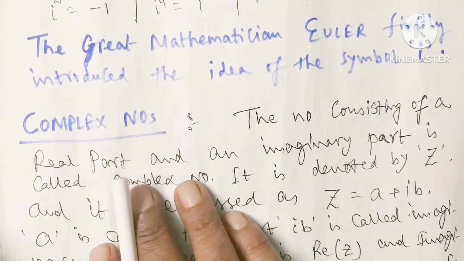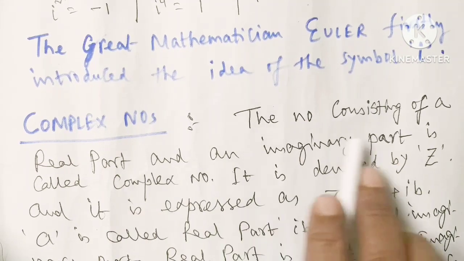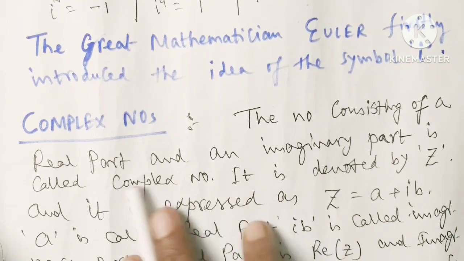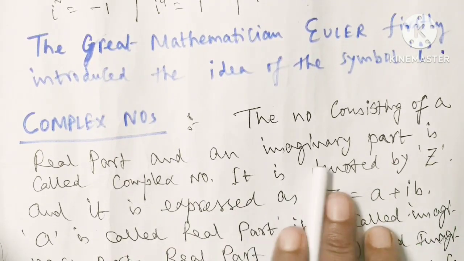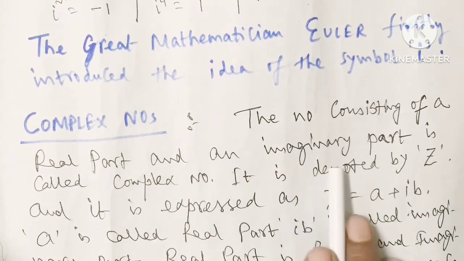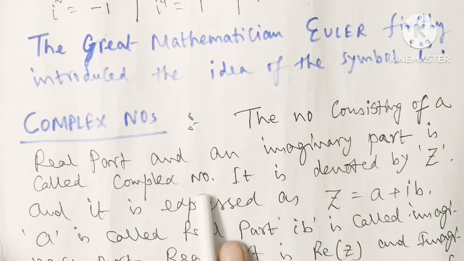From this analysis we can focus on the concept of complex number, the number consisting of a real part and an imaginary part. There are two parts, one is the real part and the second is the imaginary part. The number consisting of a real part and an imaginary part is called a complex number.